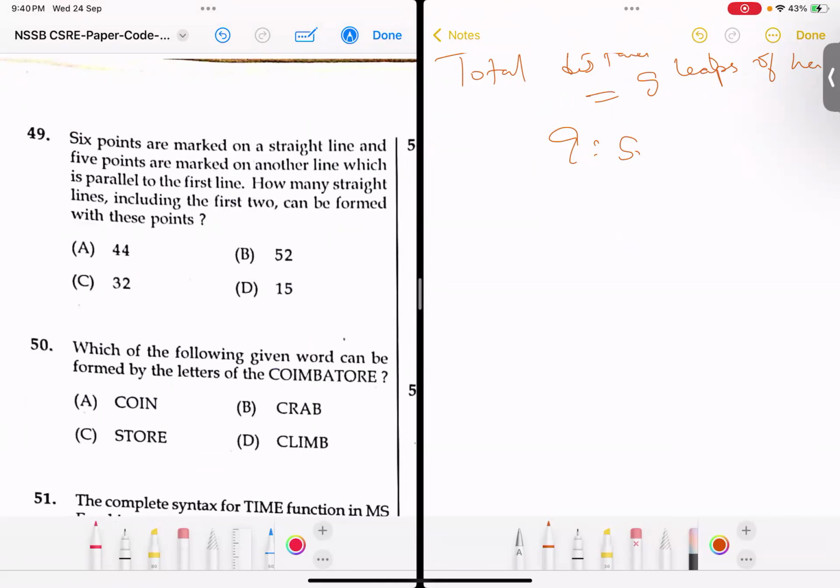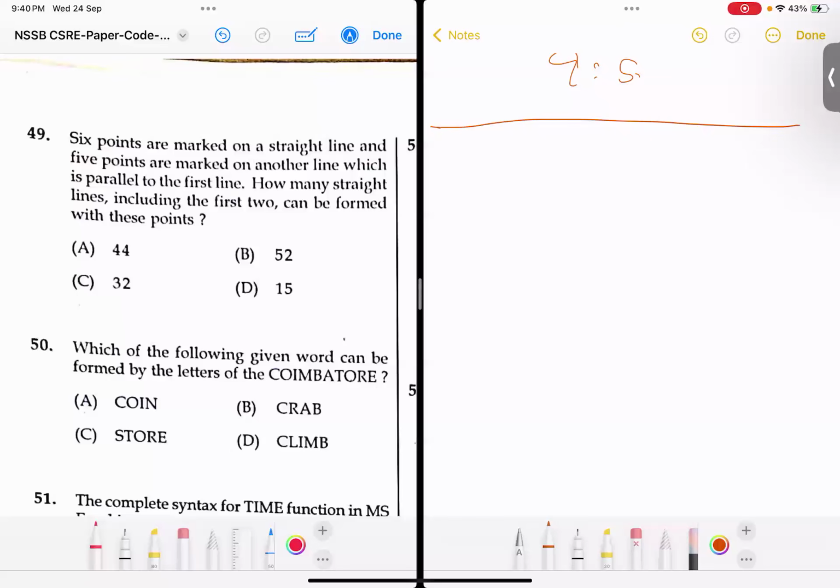And 5 points are marked on another line, which is parallel to the first line. How many straight lines, including the first 2, can be formed? Okay. Now here it says that there's one line, and this line has 6 points. So this is the one line, there's 1, 2, 3, 4, 5, 6, right?